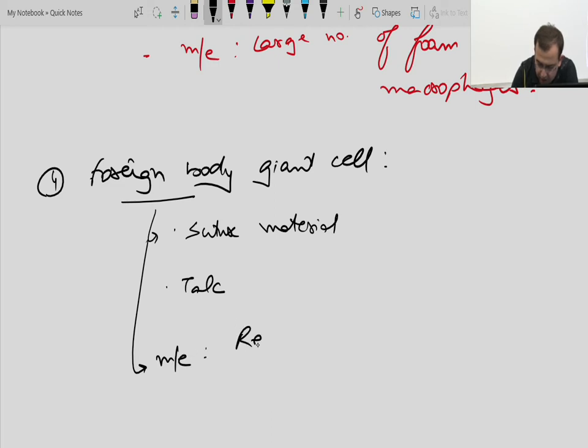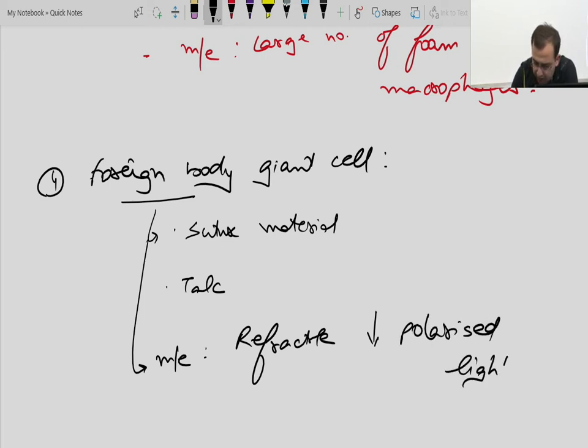Microscopically, it is refractile under polarized light. That is a foreign body giant cell.